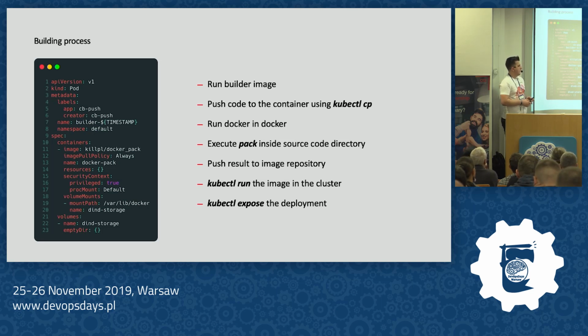So the next step, when we have the running builder image, will be to push code to the container. I used kubectl cp, which will just grab the data and push it in the container. It's easy. Run the image. Execute pack inside the source code directory, and push the result into the image repository. When the result is in the repository, we can do kubectl run or create a deployment file, manifest, template, whatever, to run the image in the cluster. And then kubectl expose, or again, a service or ingress manifest to expose the resulting application to the world.